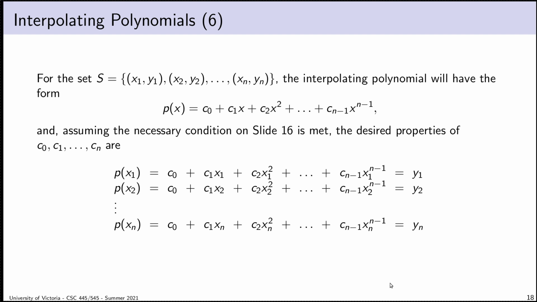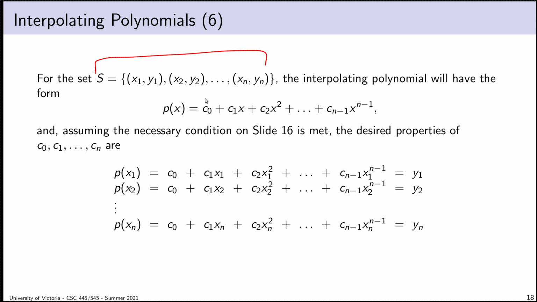So I know that the theorem tells me that if you give me the set of points with the basic assumption that the x-coordinates are distinct, that there will be exactly one interpolating polynomial of degree n minus 1. Then the question is, how do I find it? So what does a polynomial of degree n minus 1 look like? I think it looks like this. This isn't the only way to write it, but this is a pretty convenient way to write it.